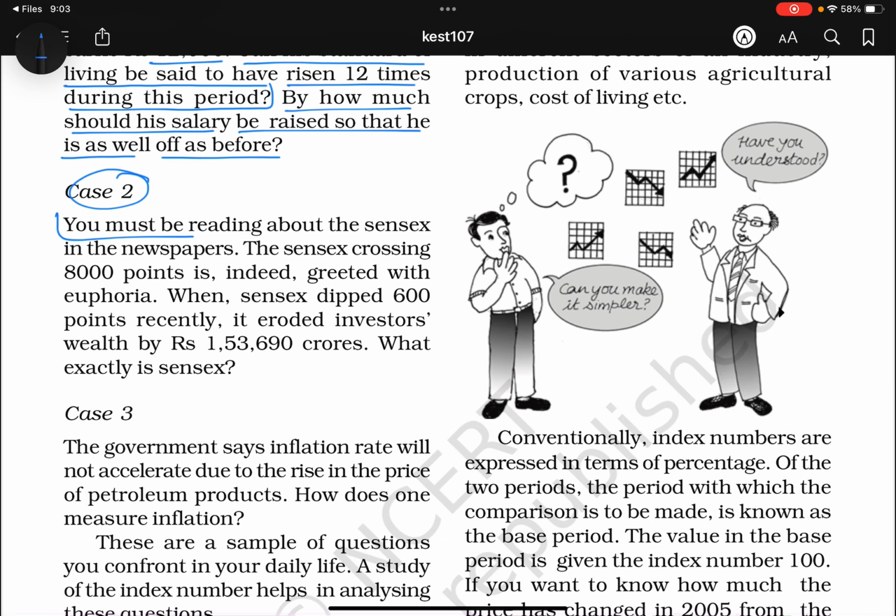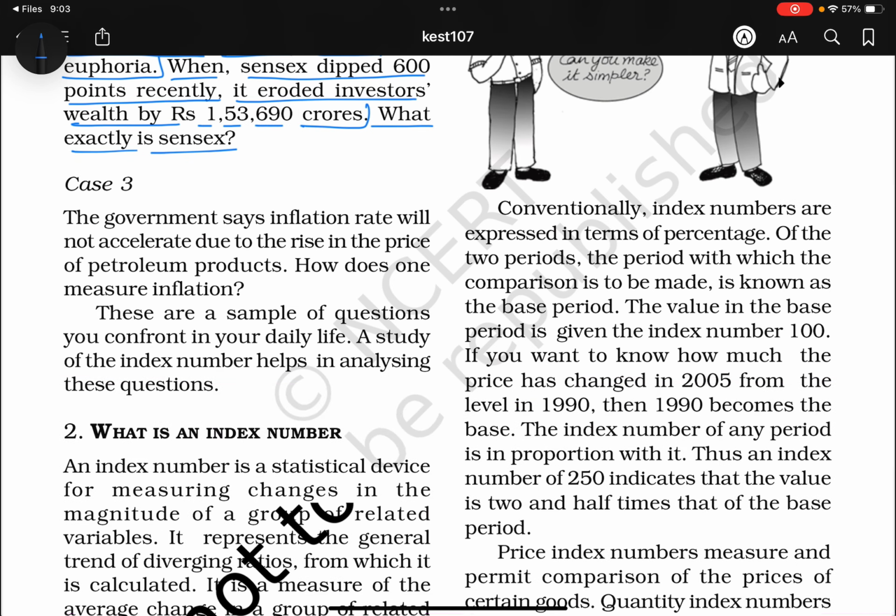Case 2. You must be reading about the Sensex in the newspapers. The Sensex crossing 8,000 points is indeed greeted with euphoria. When the Sensex dipped 600 points recently, it eroded investors' wealth by rupees 1,53,690 crores. What exactly is the Sensex?